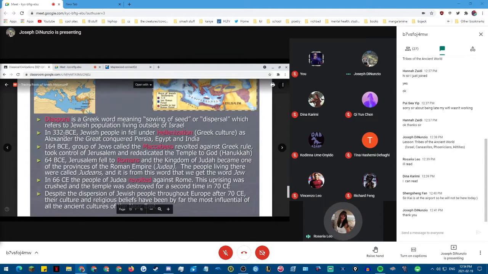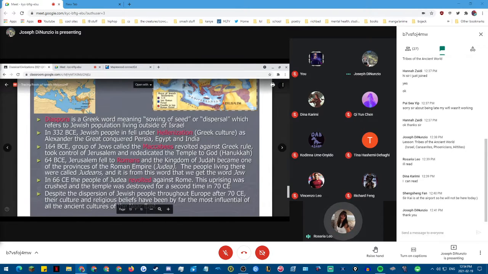In 332 BCE, Jewish people fell under Hellenization, Greek culture, as Alexander the Great conquered Persia, Egypt, and India. In 164 BCE, a group of Jews called the Maccabees revolted against Greek rule, took control of Jerusalem, and rededicated the temple to God. Hanukkah. In 64 BCE, Jerusalem fell to the Romans, and the kingdom of Judah became one of the provinces of the Roman Empire, Judea.